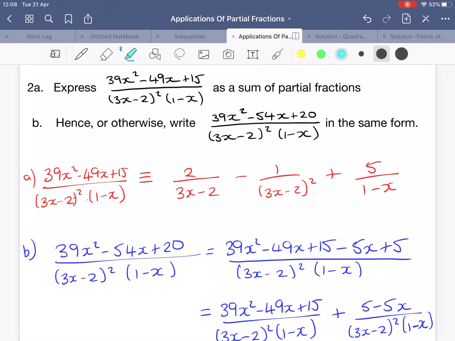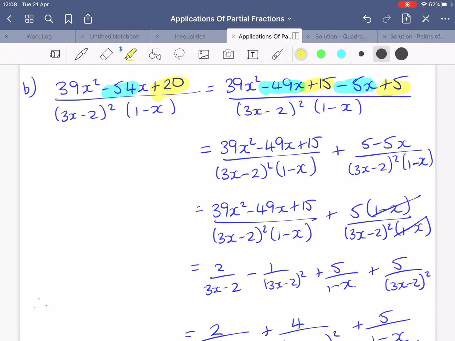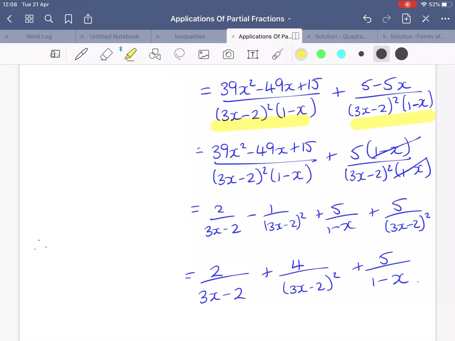Again, we've got to think about relating this second fraction to the first one, and we can say, look in here, minus 49x minus 5x makes the minus 54x, and 15 add 5 makes the 20. So we've split it into the partial fraction part and the non-bit. Again, we find if we take out a factor of 5 of that numerator, the 1 minus x cancels, and so hopefully you should have had the same answer.